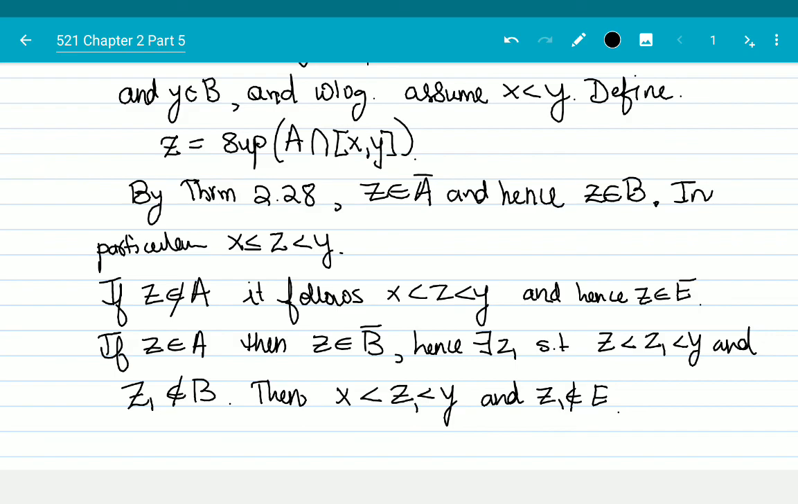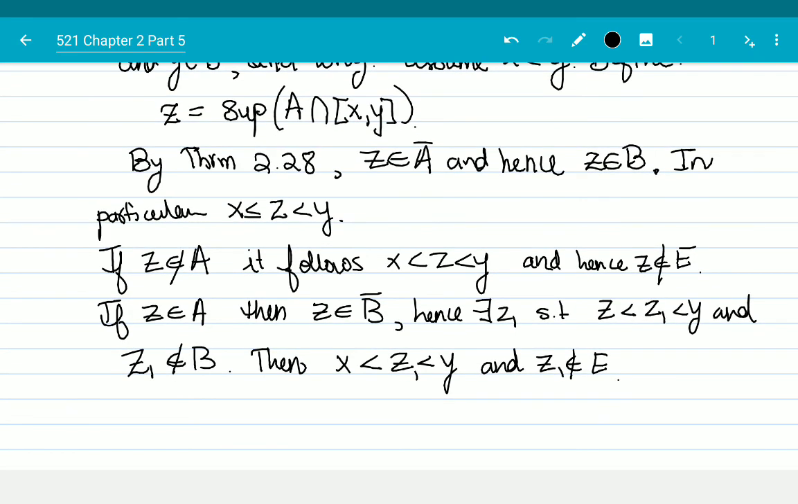Okay? Why did I write Z belongs to E? Z does not belong to E. That is why it should be. Right. And Z does not belong to E. Okay? And it's done.